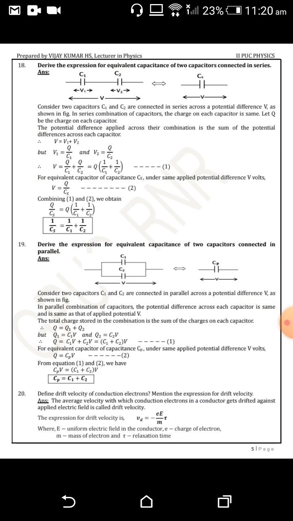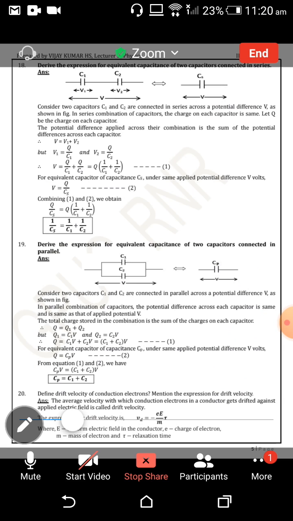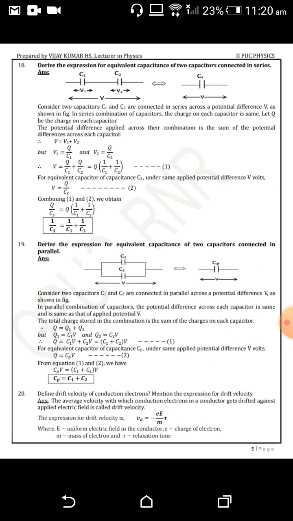Okay, we will start with the 20th question. From the 20th question it is the current electricity chapter. So we will go through that. It says: define drift velocity of conduction electrons and mention the expression for drift velocity. The answer is: the average velocity with which conduction electrons in a conductor get drifted against the applied electric field is called drift velocity.